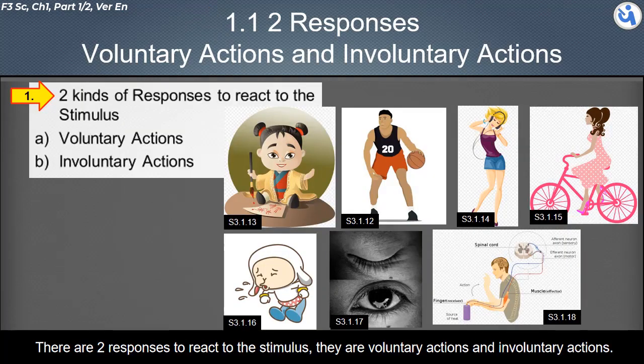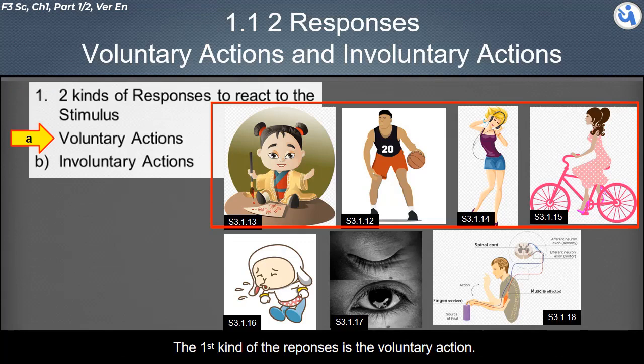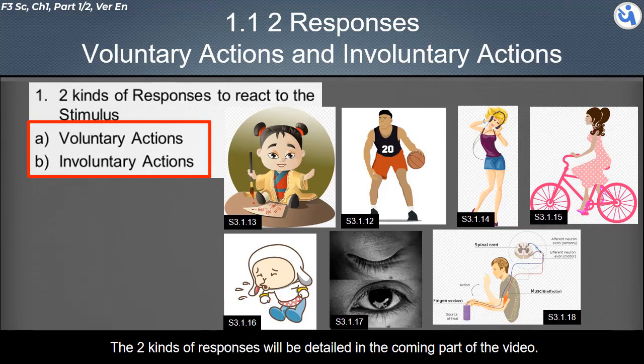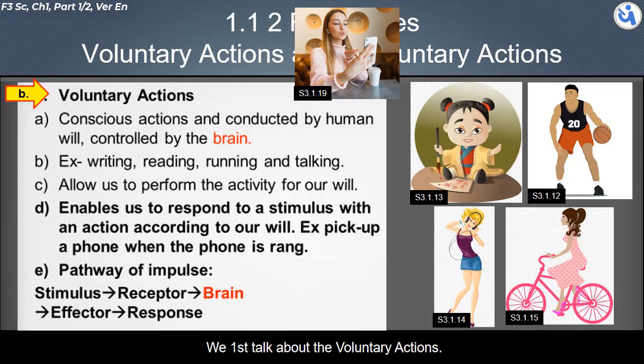There are two responses to react to the stimulus. The first kind of response is the voluntary action. The second kind of response is the involuntary action. The two kinds of responses will be detailed in the coming part of the video. We first talk about the voluntary actions.